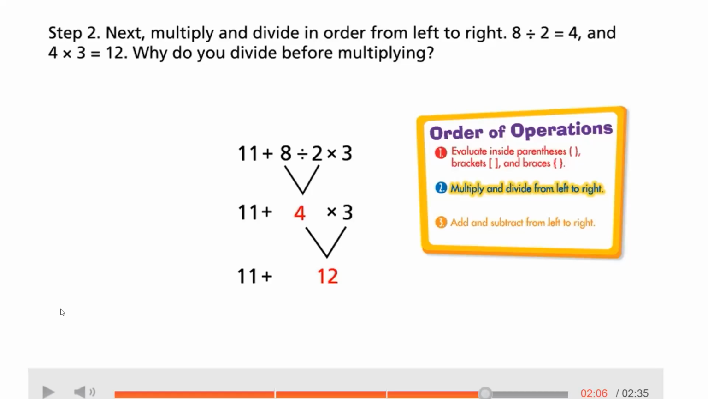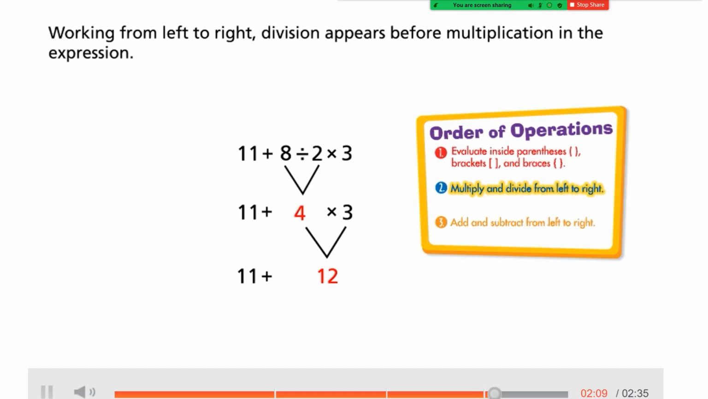Now here, the reason we're going to divide first is because when you're doing your order of operations, yes, you multiply or divide. That's going to be our next step here, but it's in the order of whatever comes first. Now, since we're moving from left to right, the first one that we see is the division. So after we did the parentheses, brackets, and braces, our next operation was a division, and then after that came a multiplication. So we do the division first, and then we multiply so that we're moving in order of our equation from left to right. Working from left to right, division appears before multiplication in the expression.